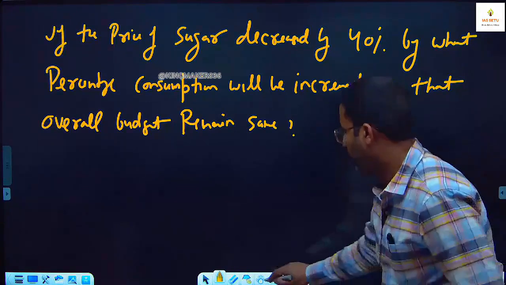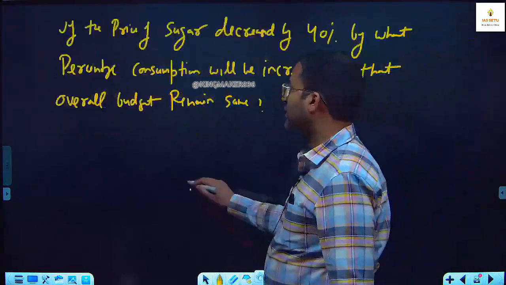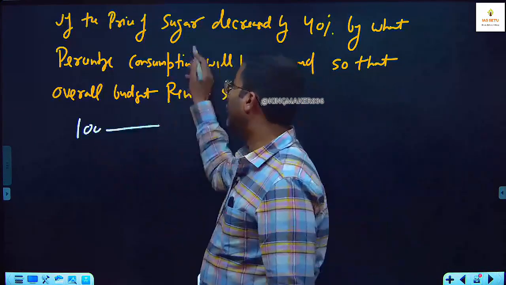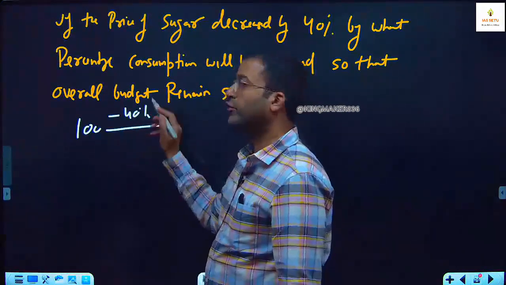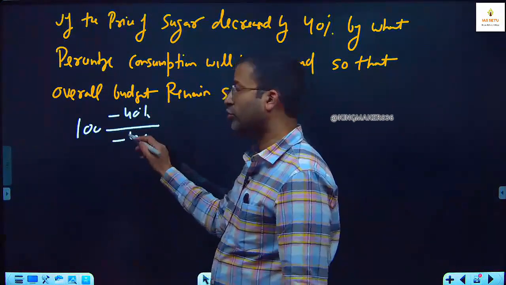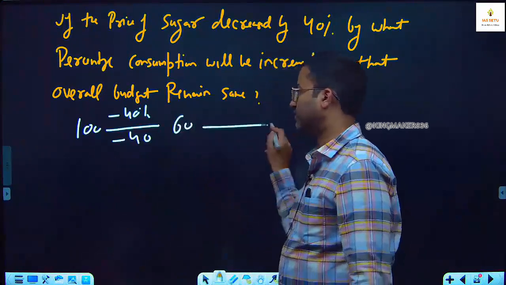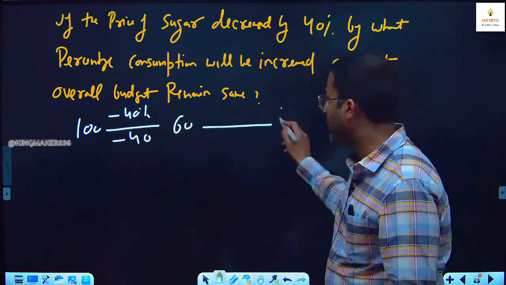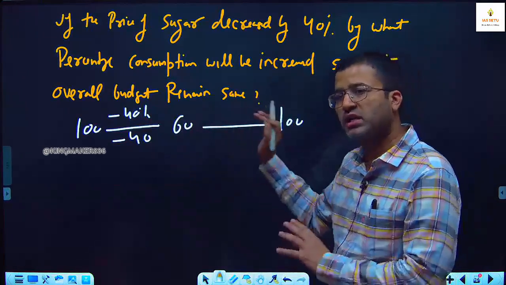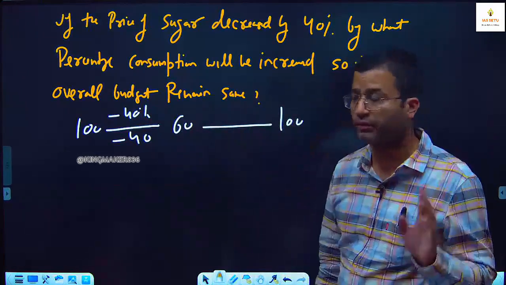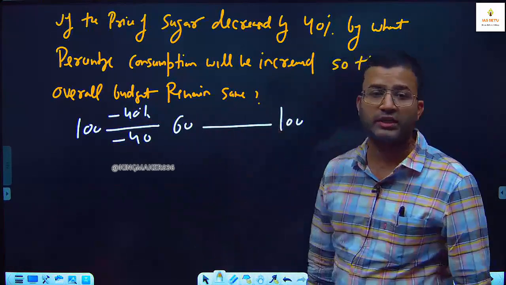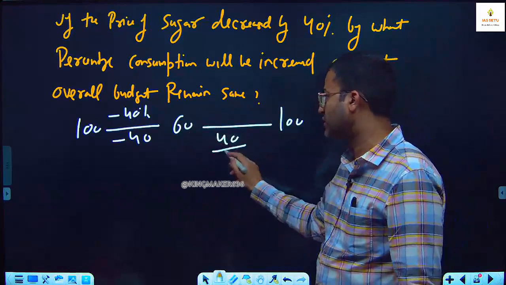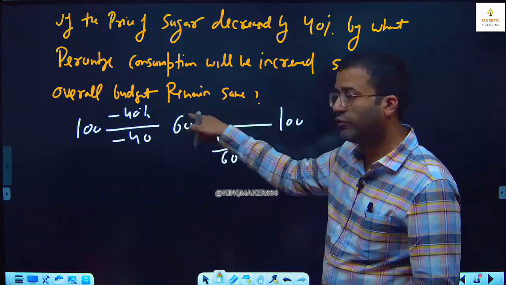Fine. So what we will do, we start with 100. A 40% reduction, minus 40, becomes 60. In Type 1, start with 100 and end with 100. कुछ हो जाए, 100 से start करना है, 100 पे खत्म करना है in Type 1. From 60 to 100, increase or decrease? Increase, कितना? 40 over 60. So there is an increase of 40 over 60.